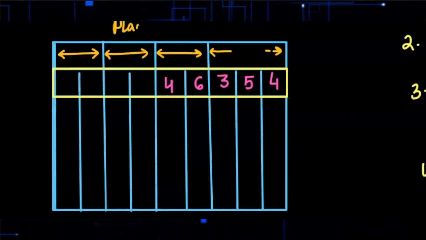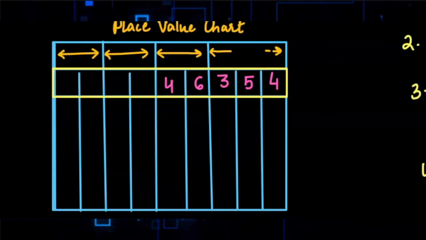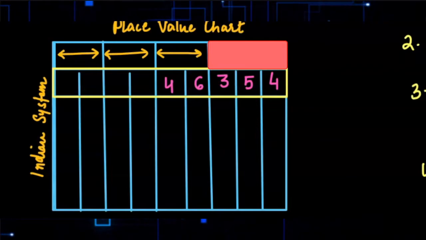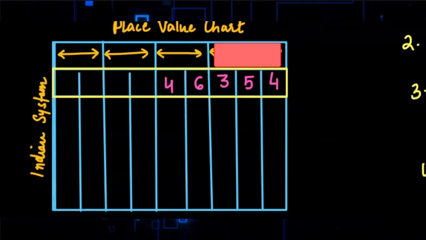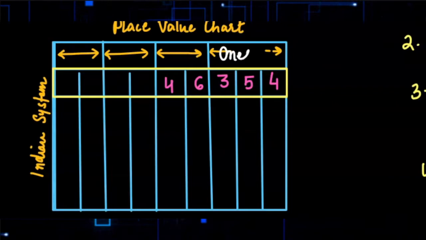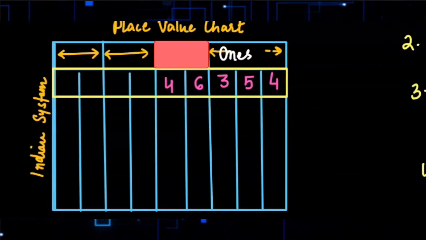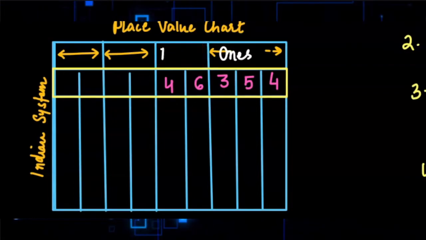So this is a place value chart for the Indian system. Now, the first period here is called the ones period. This is called the ones period. The second period here, this one, is called the thousands period.